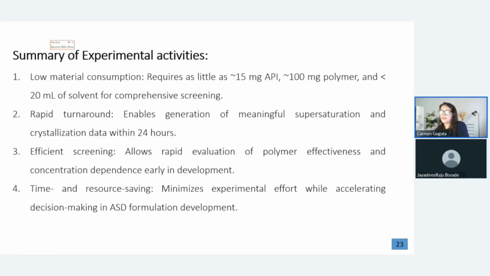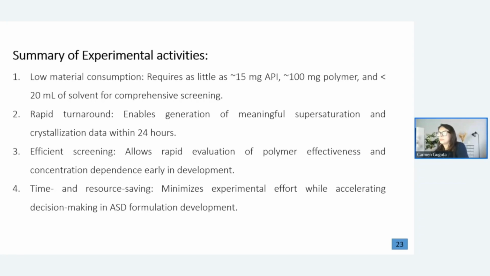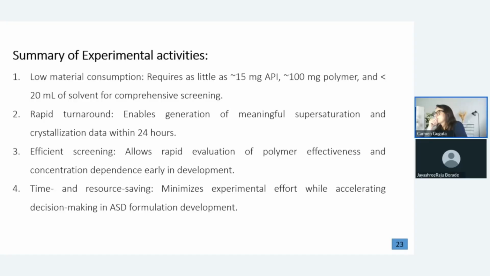So the last but not the least, this slide summarizes the key experimental advantages using the Crystal16 system. First, low material consumption. For performing this experiment, we require only about 15 mg of API, around 100 mg of polymer and less than 20 ml of solvent. This is extremely beneficial in early stage development where material availability is limited.